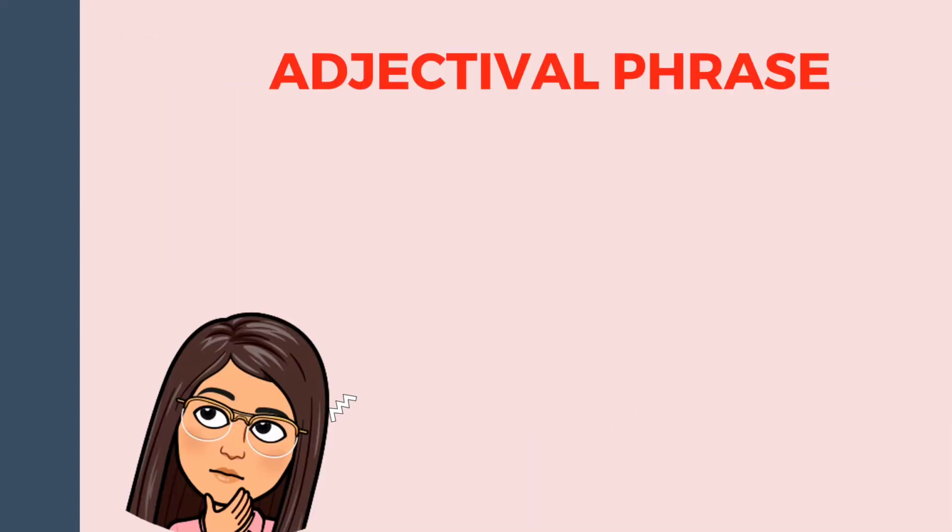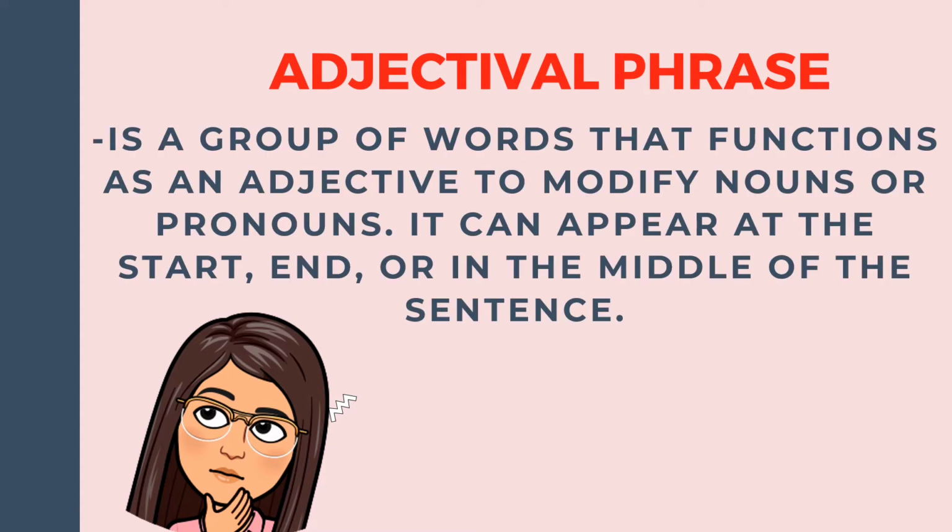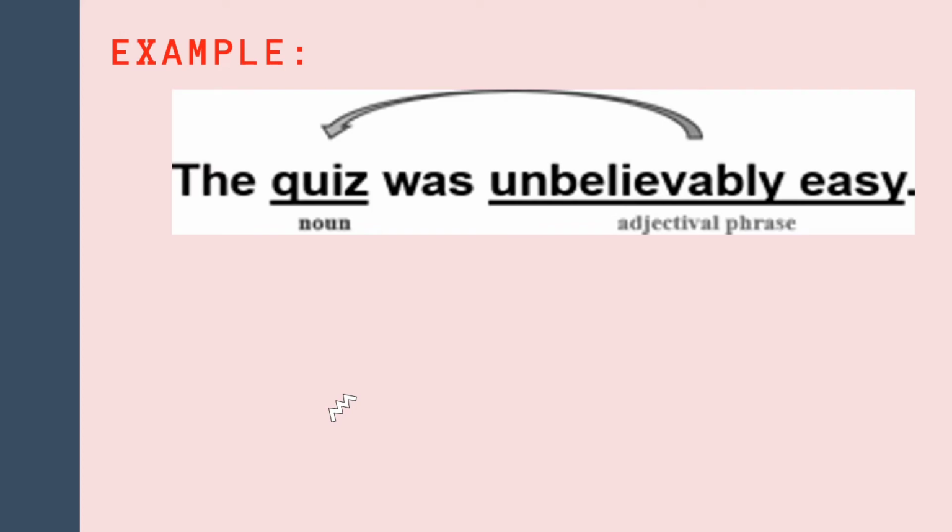Next, we have the adjectival phrase. It is a group of words that functions as an adjective to modify nouns or pronouns. It can appear at the start, end, or in the middle of the sentence. For example, the quiz was unbelievably easy.